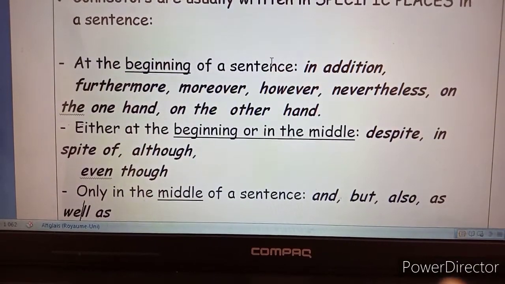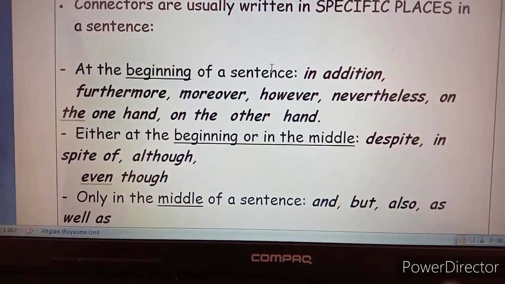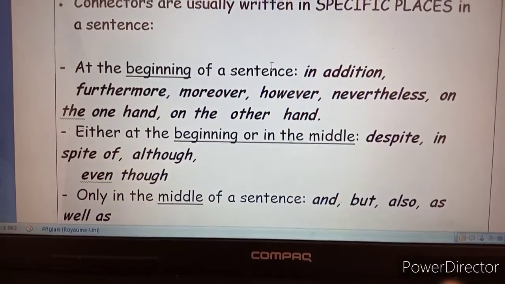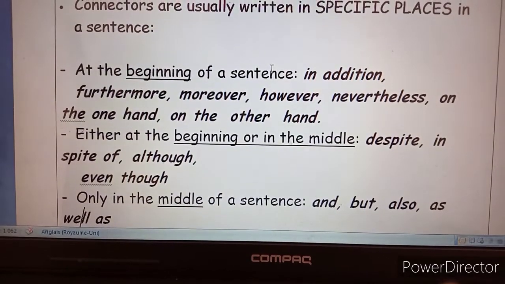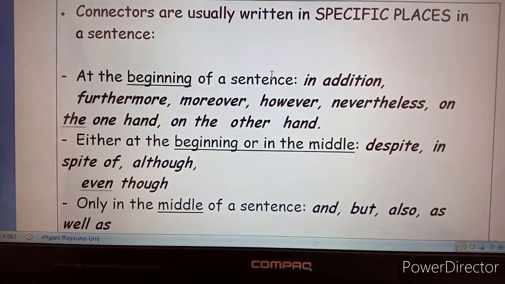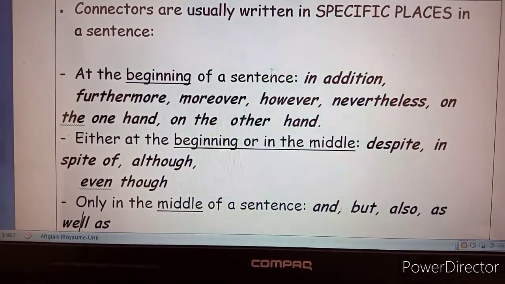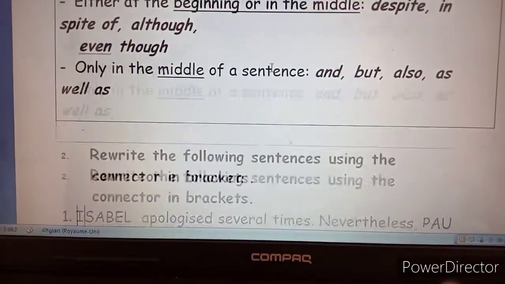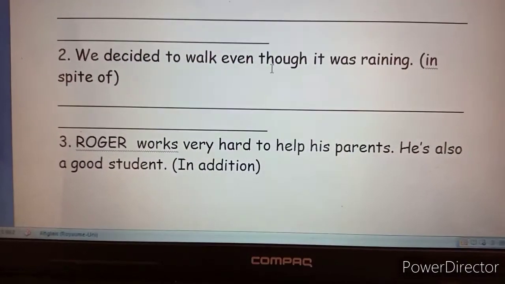Here, only in the middle of the sentence, we can find and, but, also, as well as. Clear? So these connectors come in the middle of the sentence. So now let's move to this exercise.